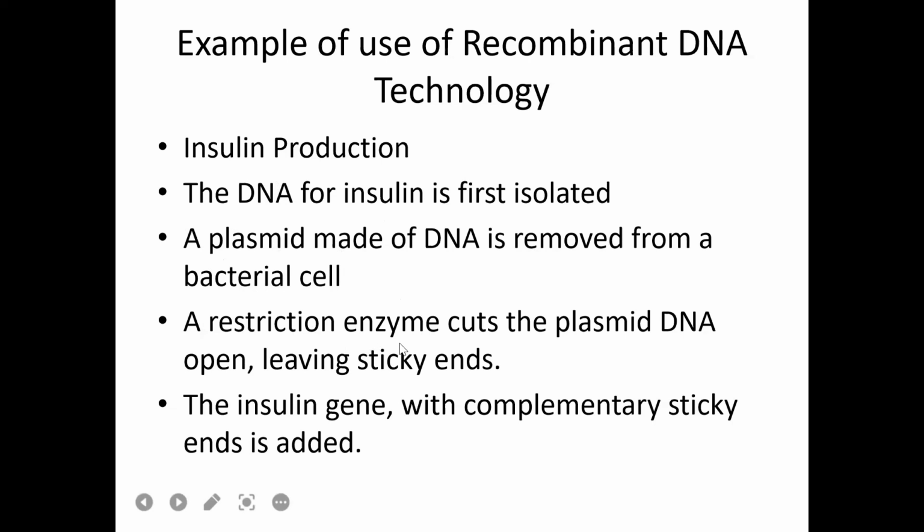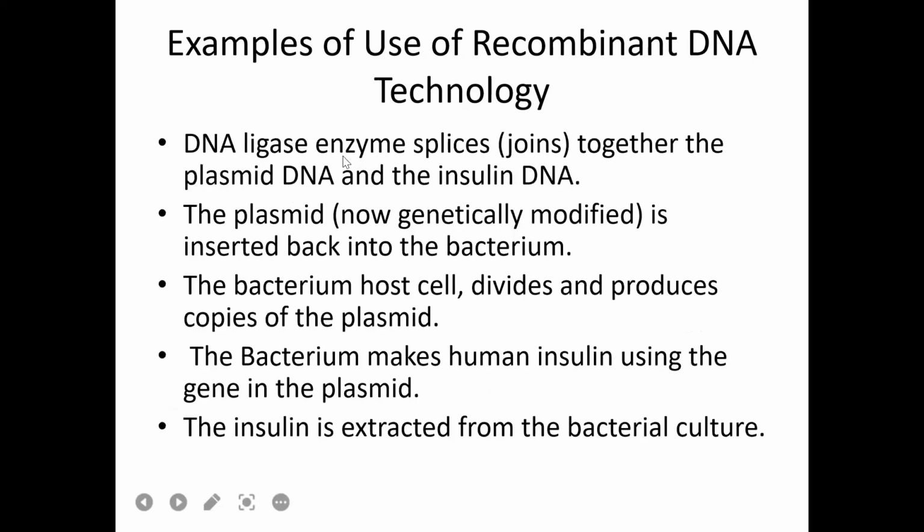Then a restriction enzyme cuts the plasmid. So which enzyme cuts the plasmid? A restriction enzyme. So what happens? The plasmid DNA will open, leaving sticky ends. So when they open, the ends will be sticky. So the insulin gene will be introduced into the plasmid. Then after introducing, the DNA ligase enzyme joins the insulin gene with the plasmid DNA.